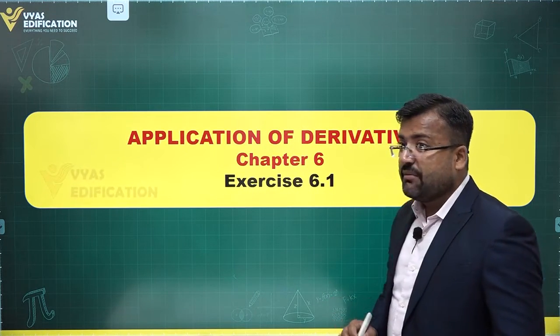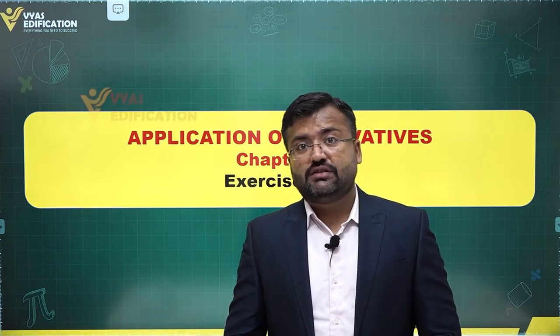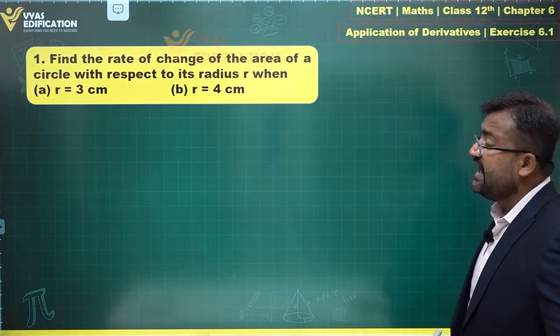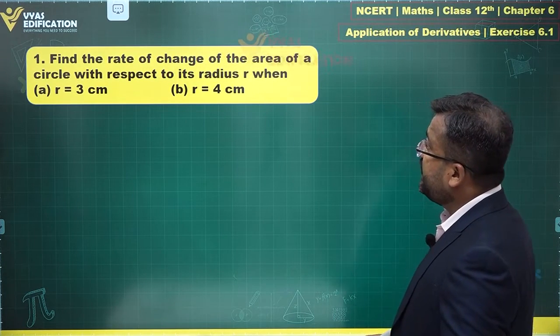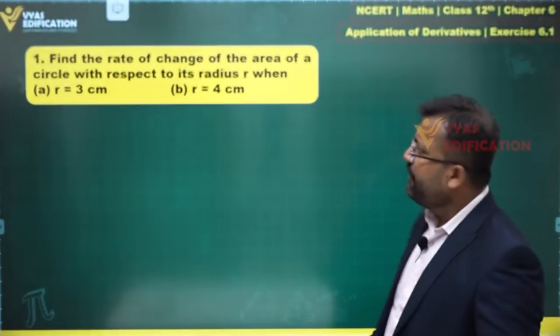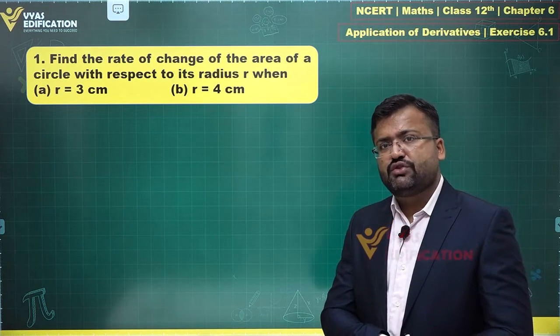This is exercise number 6.1 that we'll be discussing over here, and let's see what the first question says to us. The question says, find the rate of change of the area of a circle with respect to its radius r when r equals 3 centimeter, r equals 4 centimeter. That's what the question says.